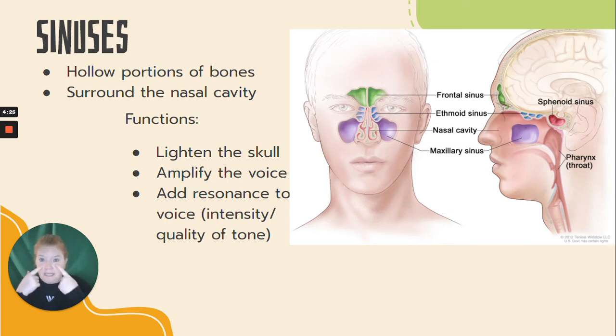And then we have sinuses. They're hollow portions in our bones, and they surround our nasal cavity. So you can see that in the image here. Why do we have them? Well, it lightens our skull. So we're not trying so hard to lift up our head or have these massive neck muscles. But it also helps to amplify our voice and add resonance. So that's the intensity and the quality of the tone. So you notice if your sinuses are stuffy, your voice changes. And that's partially because the sinuses do play a big part in that.